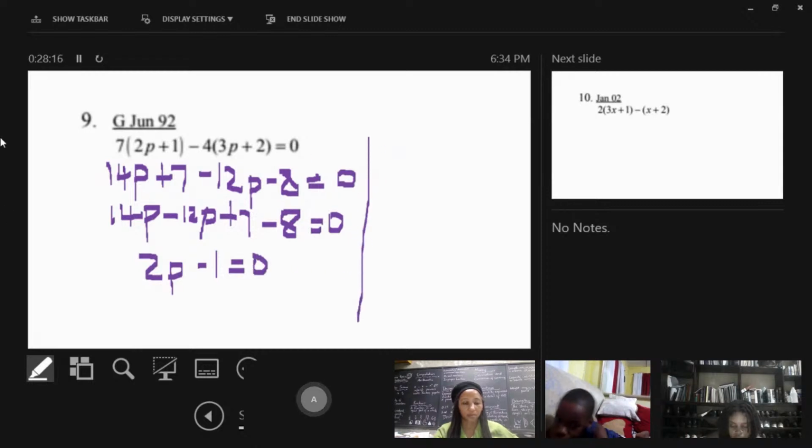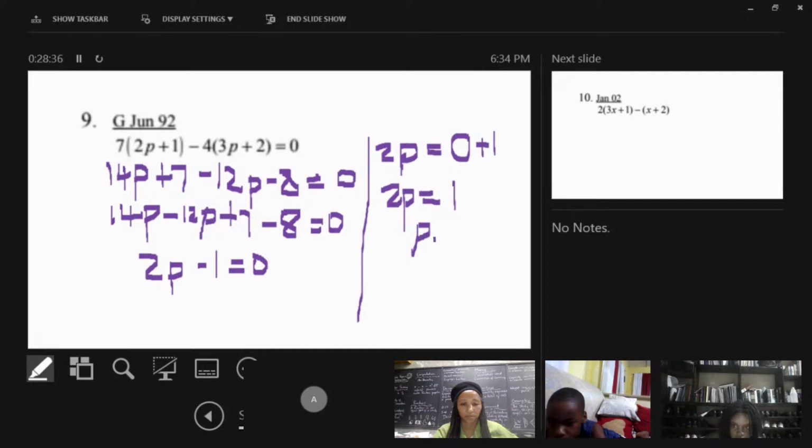And then we put back the 2p. So 2p is equal to 0 plus 1 because we carry over the 1. So 2p is equal to 1. So p is equal to 1 divided by 2. Okay, so p is equal to a half.